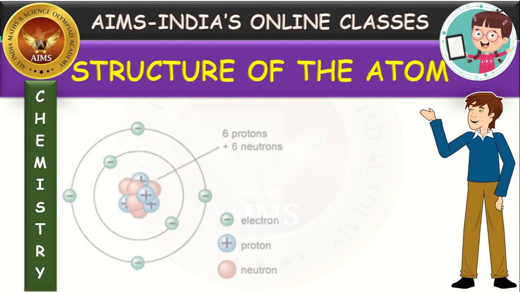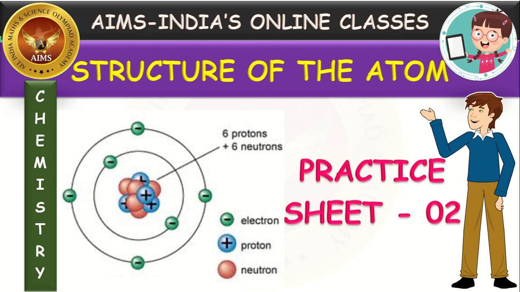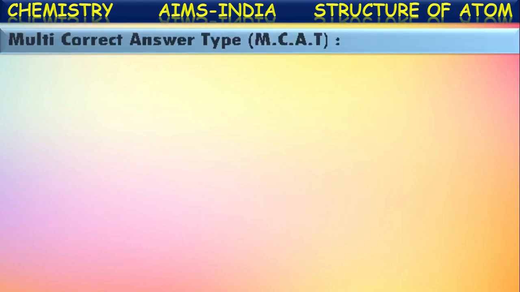Now in this session we are going to see a practice sheet related to this chapter. We are going to see practice sheet 2. Practice sheet 1 we have already completed. In this practice sheet 2 we are going to have different kinds of questions like multi-correct answer, comprehension, matrix matching type questions and analytical approach questions. Okay, let us start. First let us go through the multi-correct answer type questions.